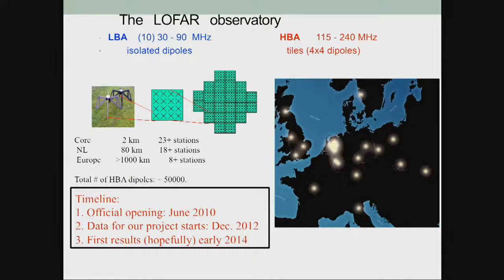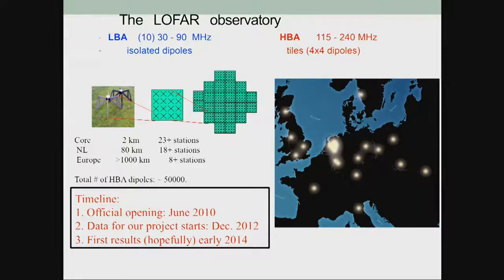Anyways, it has 2 types of antennas. There is low frequencies, LBA, which are from 30 to 90 megahertz. Those are not very interesting for our purposes. They are not as sensitive as they should be, although the frequency range is interesting, but the antennas themselves are not very interesting. The other bit is the HBA, the high-band antennas or array, that are from 115 to 240 megahertz. Those are interesting for the epoch of reionization, as you remember. And you start from these two elements. This element, you put it in a tile, 4x4, and these tiles you put in something big we call stations.